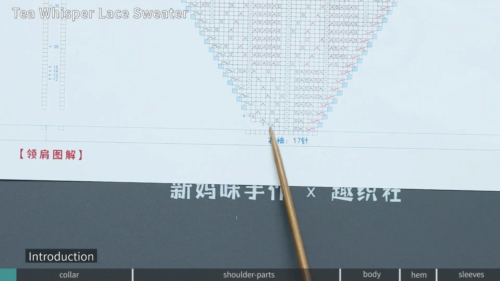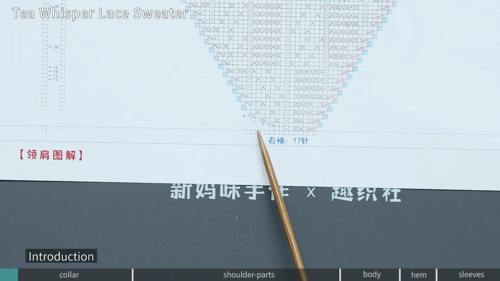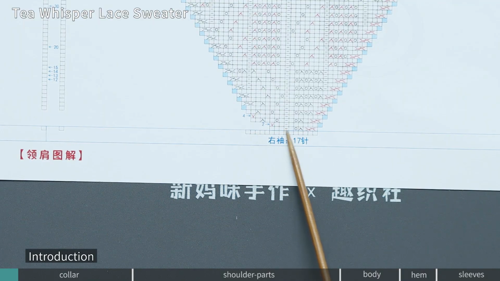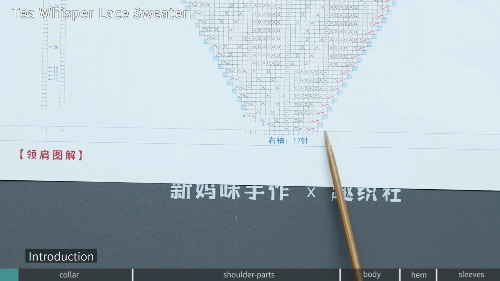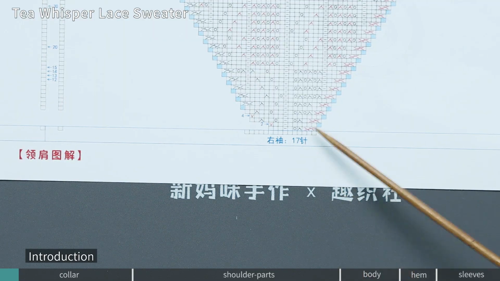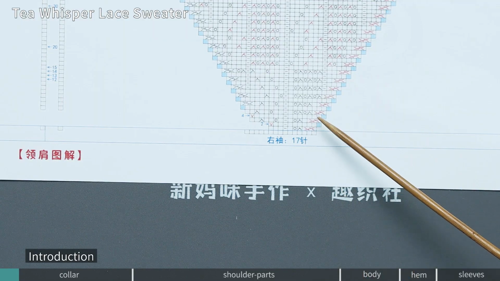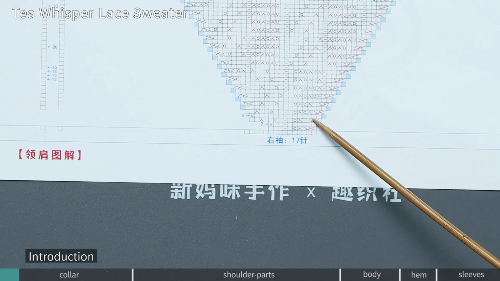When working on the wrong side, the numbers are on the left side, and arrows always point from left to right. Here, you work in a method of knitting for the purl stitches, and purling for the knit stitches on the wrong side. The chart I'm using here is for teaching purposes only. Please refer to the actual project you have in hand.